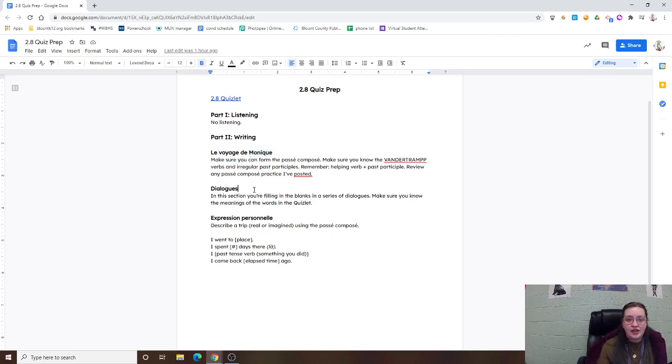The next section is a series of dialogues. There are blank spaces in some of the sentences in the dialogues. You're just choosing between option A or option B to fill in that space. And as long as you know what all of the verbs in the Quizlet mean, you'll be fine for this section. It's really just about knowing what the verbs mean.